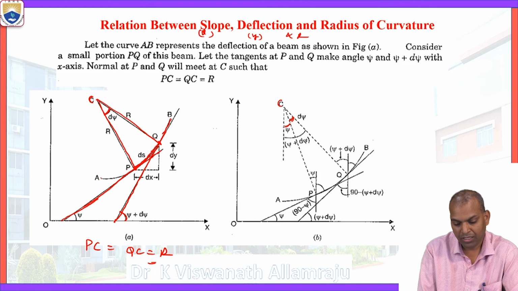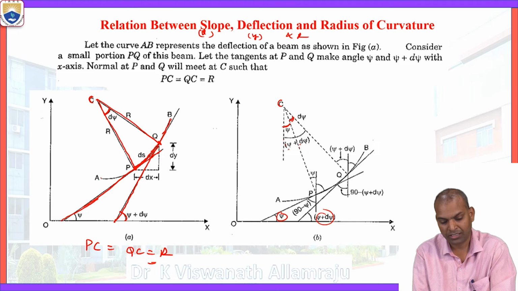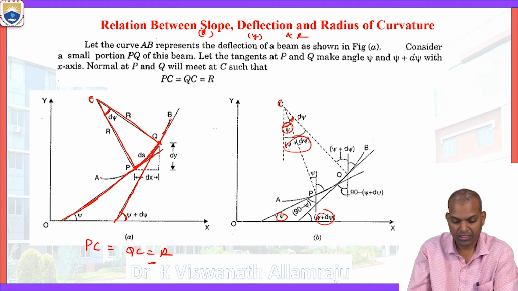This is the psi value, the angle the normal at P makes with the vertical, and the normal at Q makes an angle psi plus d psi with the x-axis. These angles are the same as these angles. Now the difference between these two is the d psi.